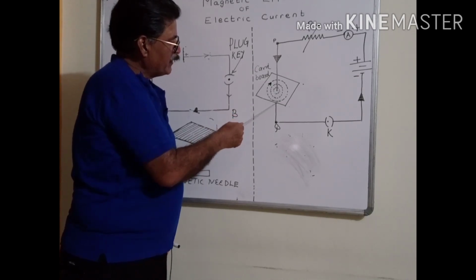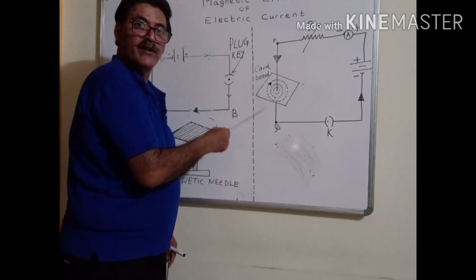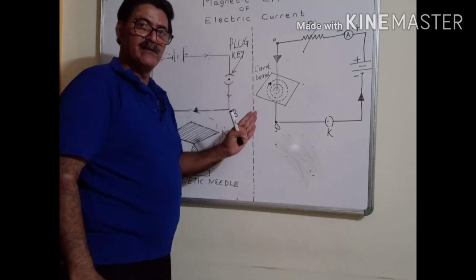You know what are concentric circles? Circles having a common center. So you will find the iron filings forming a pattern like this. You can see these dotted lines. So the iron filings will form a pattern of concentric circles.